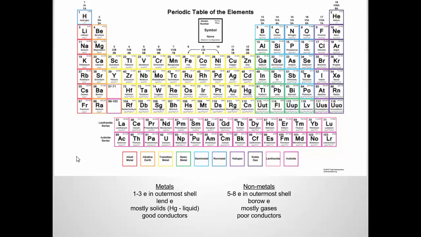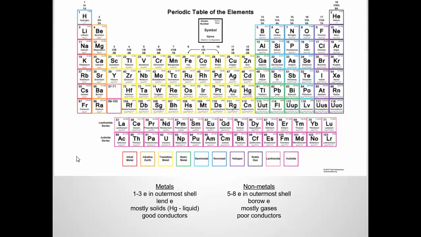We have metals and nonmetals in the periodic table, sort of a broad category. Metals generally are on the left side of the periodic table, and nonmetals on the right. Metals and nonmetals have different characteristics, different properties, and that is mainly due to the number of electrons in their outer shell. Metals have between 1 and 3 electrons in their outermost shell. Nonmetals have greater than 4 in their outermost shell.